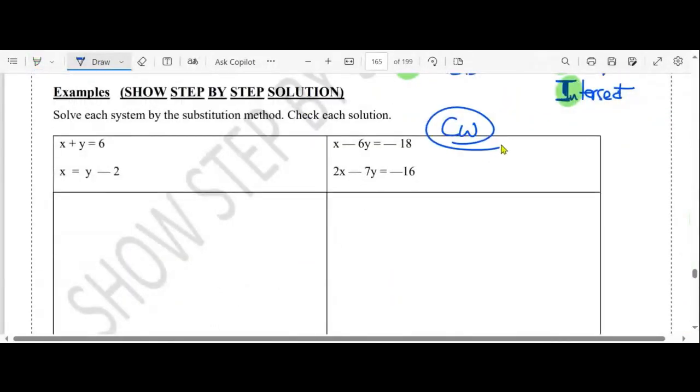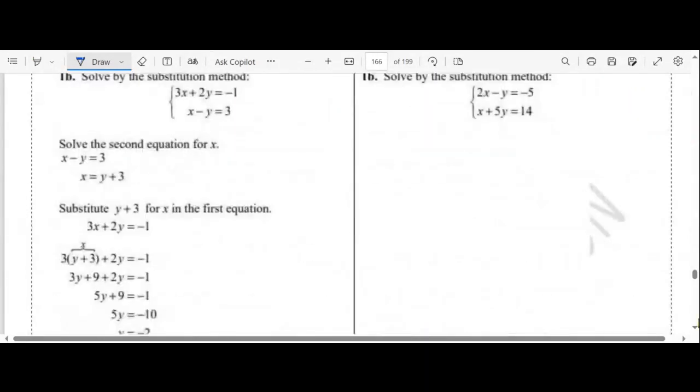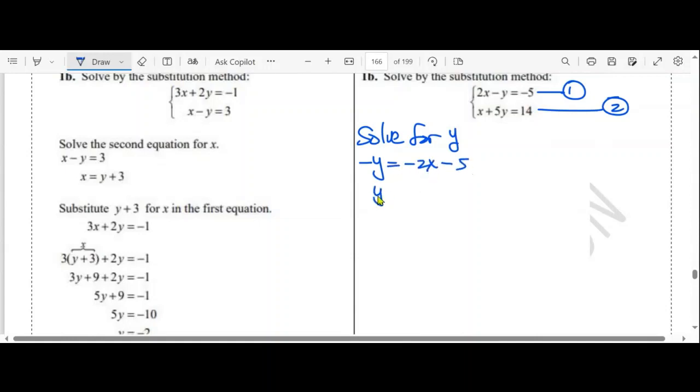Yeah, you have classwork here. You need to do that by yourself. Here, look at this one. Equation 1, equation 2. But it's not set, so I have to solve, right? Which one is better to solve for? The first one, solve for y. So it's going to be negative y equals negative 2x minus 5. So y equals what? 2x plus 5.